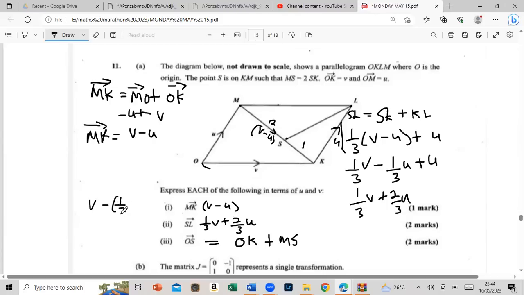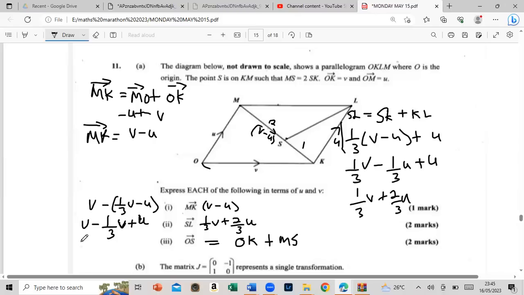So 1/3 V minus U, that's what this would work out to. So what could be? Minus times that will give us negative 1/3 V, and then a negative times a negative should give us positive U. My U's don't look very different from my V's, and that is so worrying.